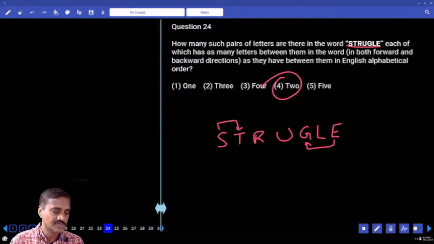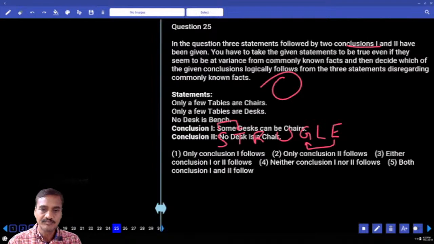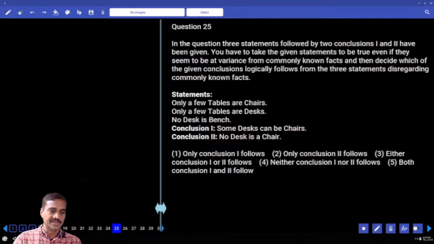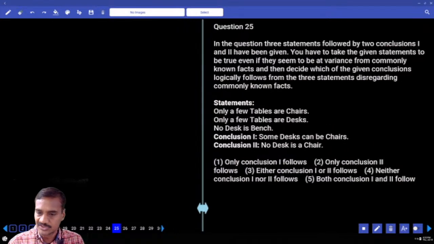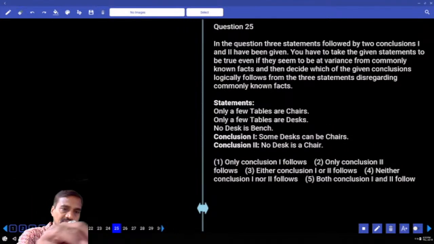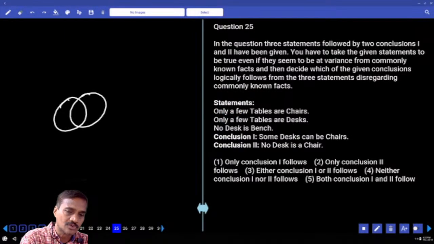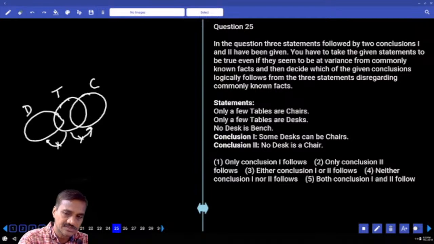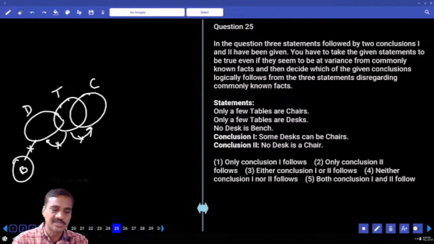Then 25 onwards, syllogisms. First or the second, and 3 questions are given under the syllogisms. Only a few tables are chairs. Only some of the tables are chairs, but not all. Only a few tables are desks. Only some of the tables are desks, but not all. Isn't it? And no desk is a bench. No intersection between desk and a bench. Bench is here.